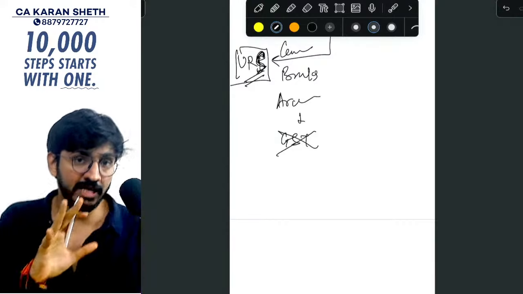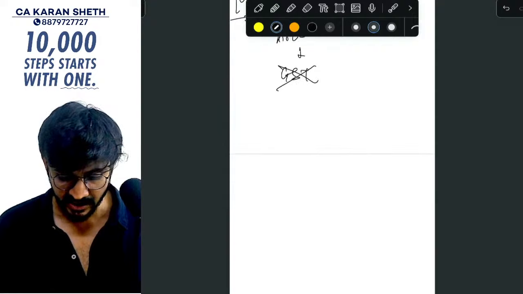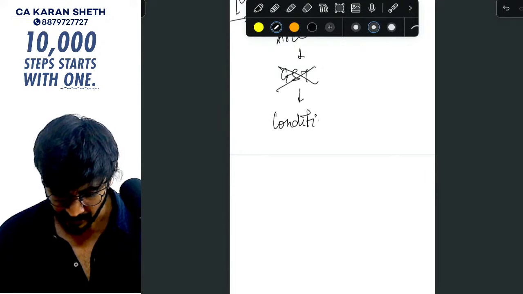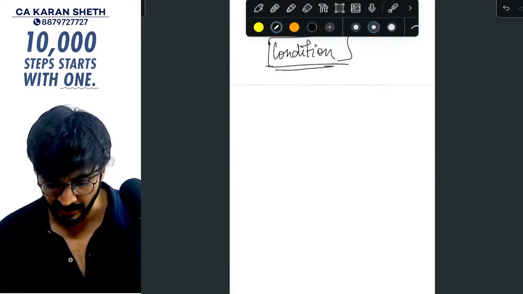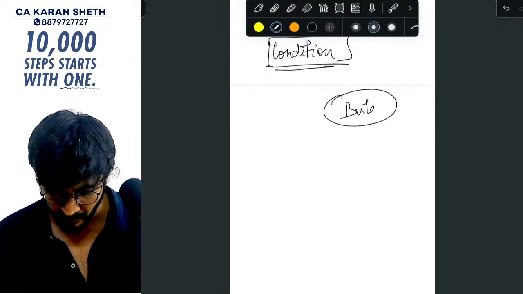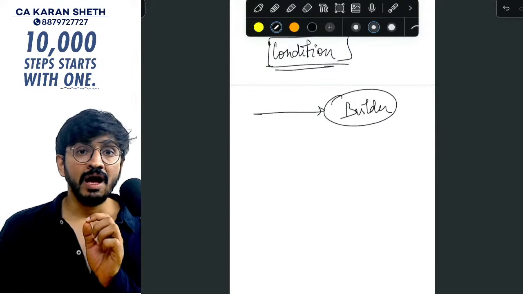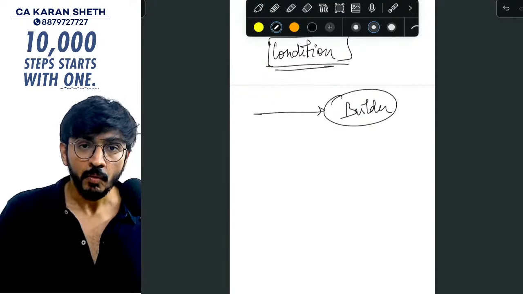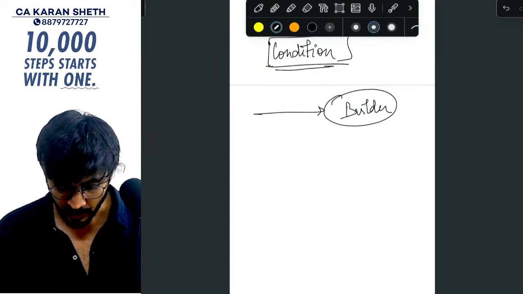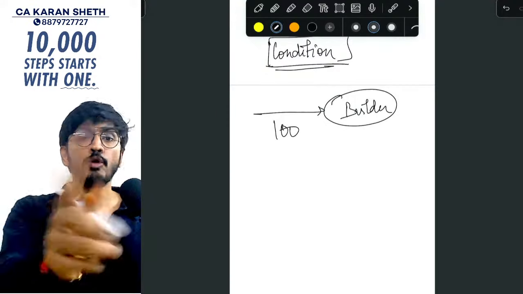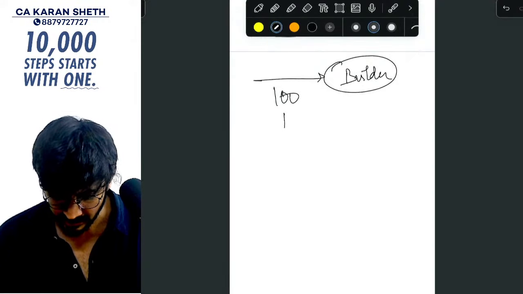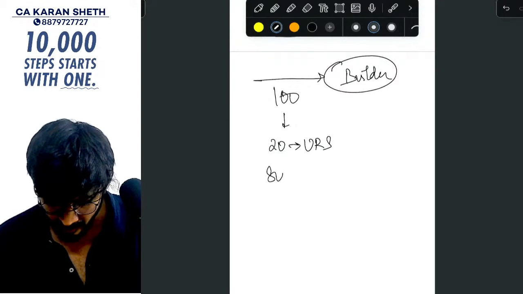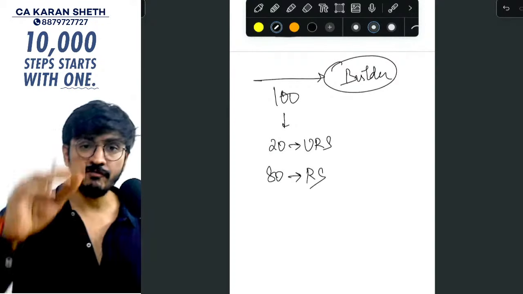Now, the government saw that. What did they do next? Very simple. They put a mandate. They put a condition saying that, listen, Mr. Builder, you can now purchase only 20%. Whatever purchases you are making, for example, you are making purchases of 100 rupees. Out of that, you can only purchase 20 rupees worth from unregistered suppliers. 80 rupees worth, at minimum, you have to buy from registered suppliers.